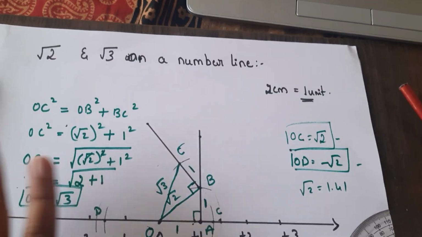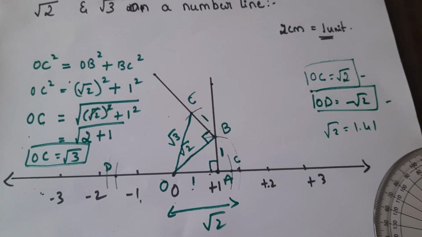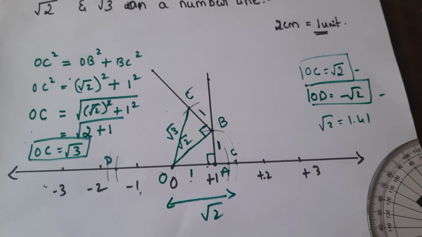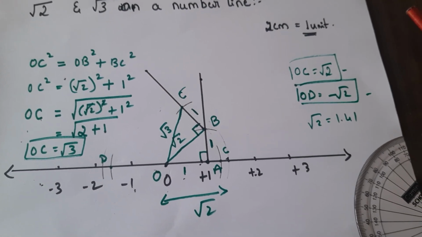Again, 5 plus 2 if you do, you get root 7. Like that you can go on adding and construct any given rational or irrational number on the number line. Hope it is clear to you, children.